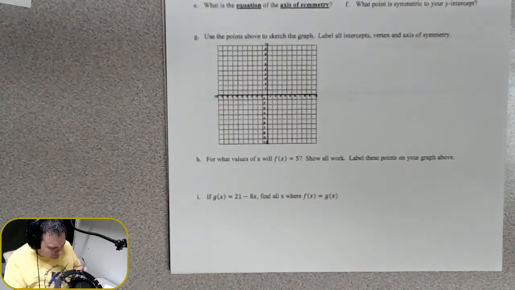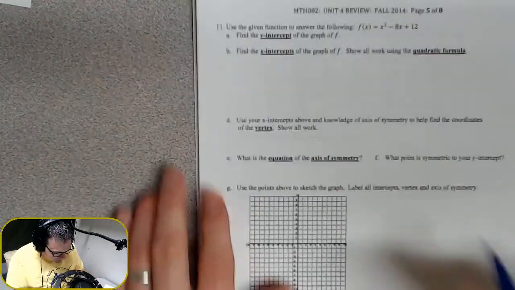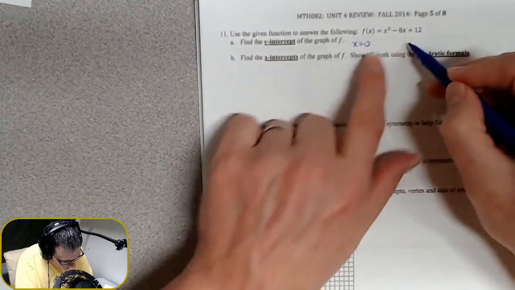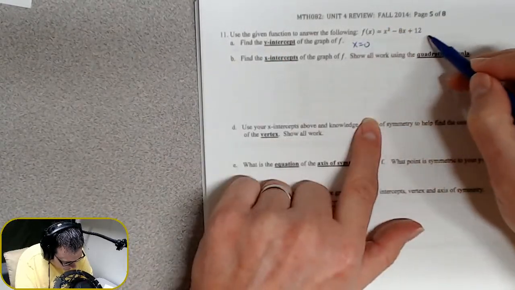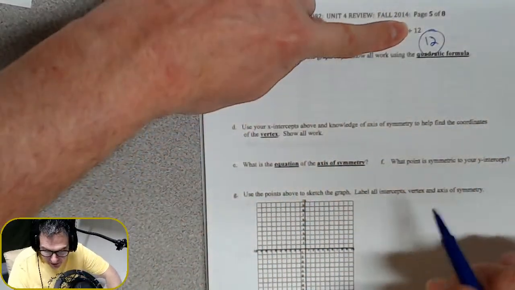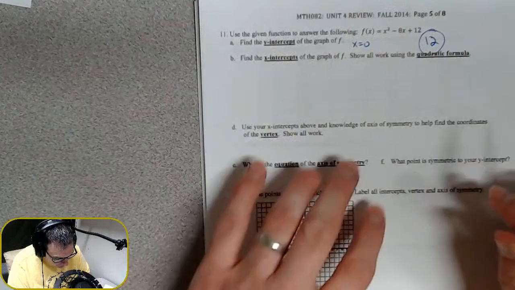Let's finish it up. Okay, find the y-intercept. How do you find the y-intercept? x is 0. So take a look. I plug in 0, 0. The y-intercept is 12. Also, we had a little trick. If you cover up the x's, C is the y-intercept.